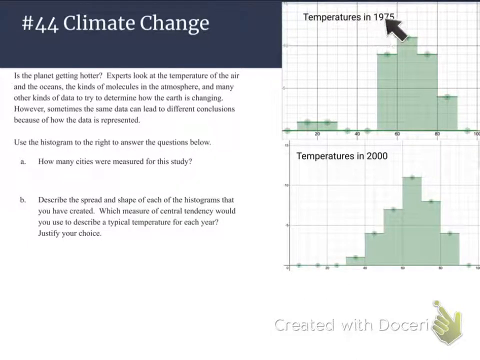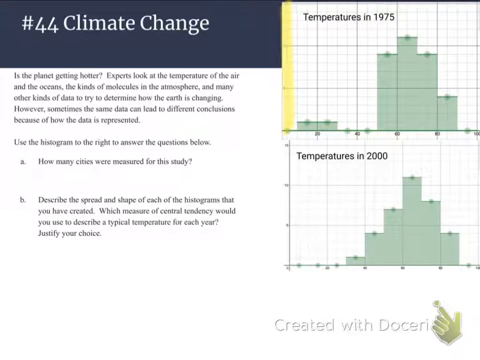So we have two different histograms. We have a histogram from 1975, and we also have a histogram from the year 2000. And it's asking us to determine how many cities were measured for the study. Well, first I want to make sense of my histogram. Going across the bottom, this is referring to temperatures. So the 20 is referring to a temperature of 20 degrees, 40 degrees Fahrenheit, 60 degrees, 80 degrees, and 100. And if you look closely at each of these bins, halfway between 40 and 60 would be 50, right? So each one of these little measurements is going up in increments of 5 degrees. So 40, this would be 45, 50, 55, 60.